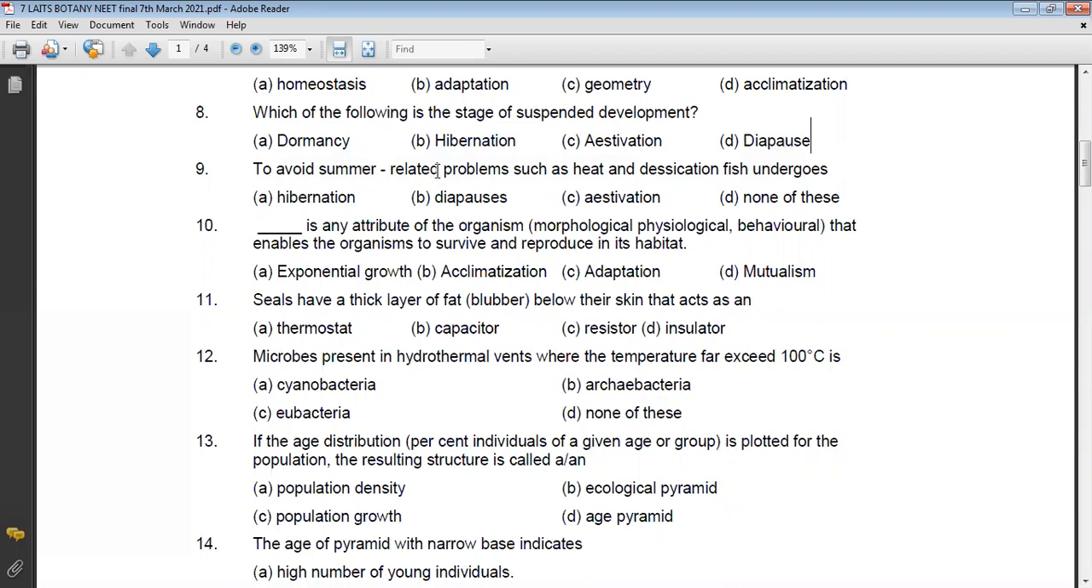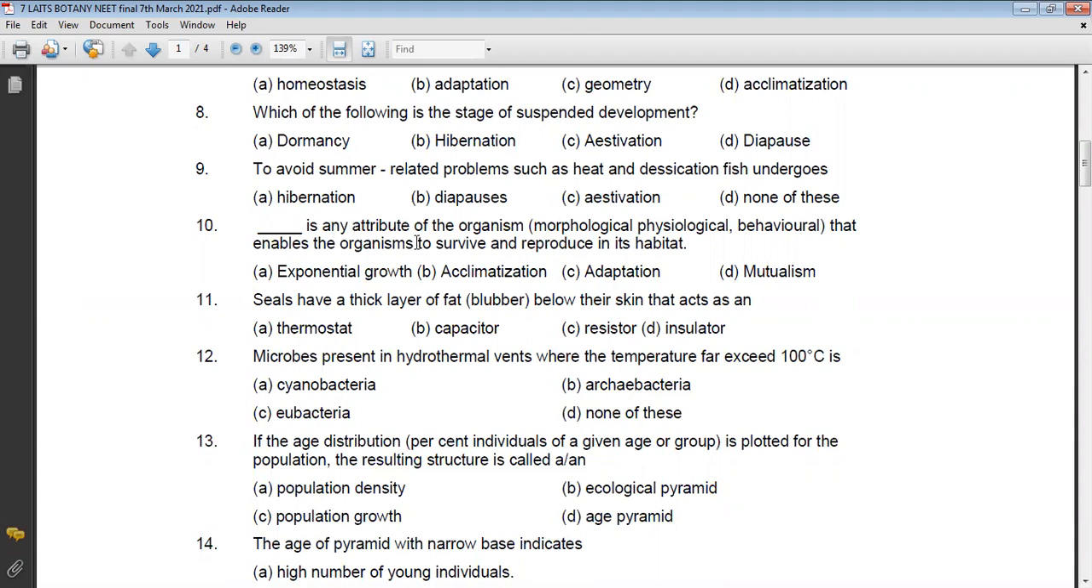To avoid summer related problems such as heat and desiccation, fish undergo. Options are hibernation, diapause, estivation, none of these. So you know, fish undergo estivation, which means summer sleep.